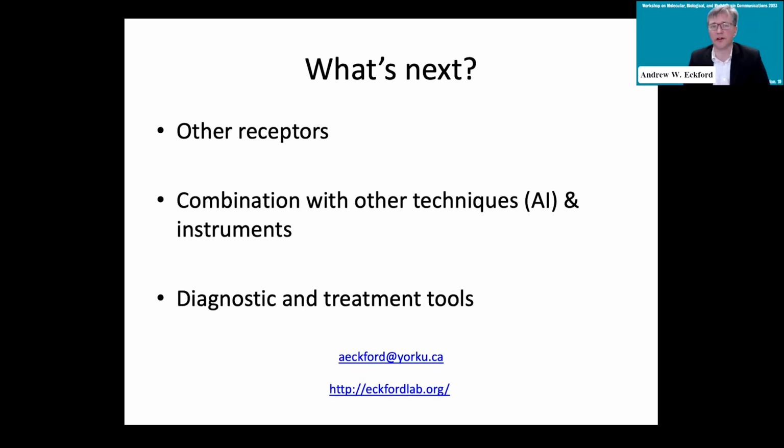Okay, so to conclude, what's next for this line of research? There are lots of other receptors we can investigate. We're actually investigating a more complicated receptor called CFTR, which is involved in cystic fibrosis. We can combine this result with other techniques like artificial intelligence and other instruments to gain more information about what's going on at the receptor level. Ultimately, we'd like to turn it into diagnostic and treatment tools. That's the direction we're taking this right now.